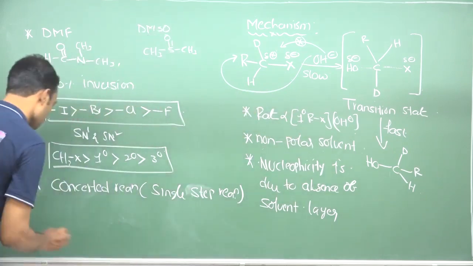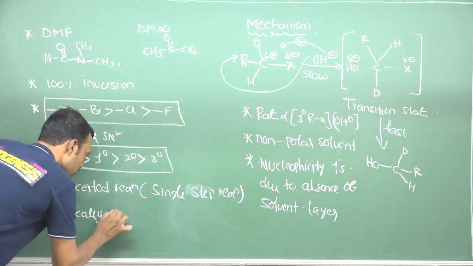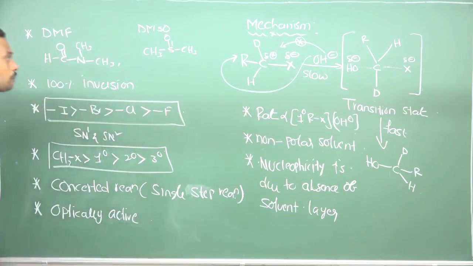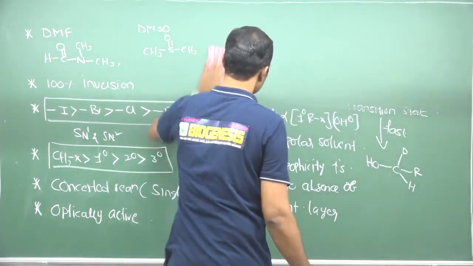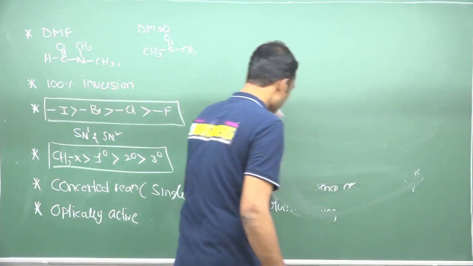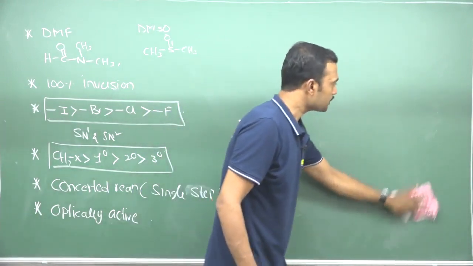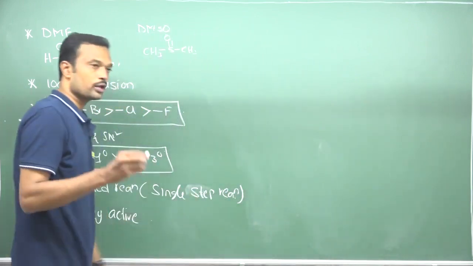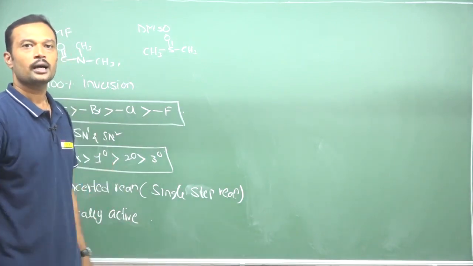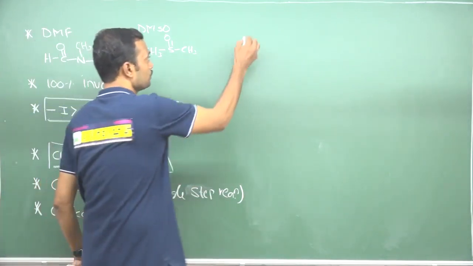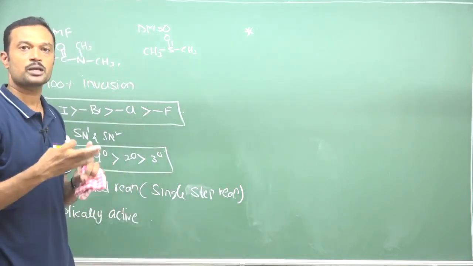So 100% inversion means here it is optically active. We can say it is optically active. Next. If you go through the SN2 reaction, the isomer is completely 100% inversion. Even if you go through advanced reactions, in Mitsunobu also we are going to get SN2 reaction. So here in SN2 reaction, the solvent effect will play a very important role.